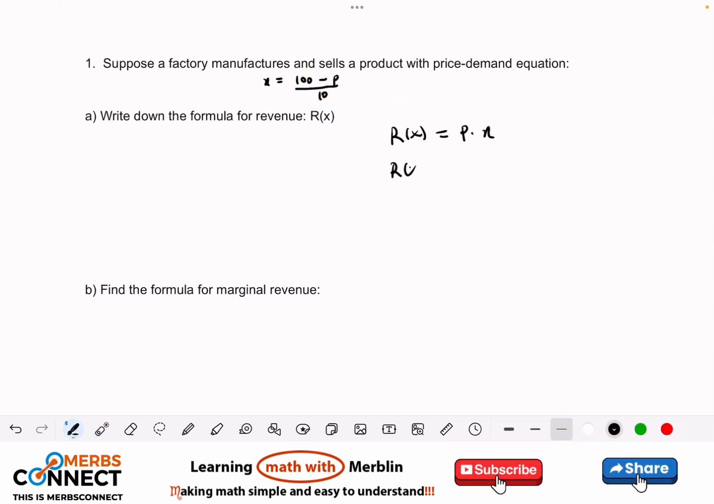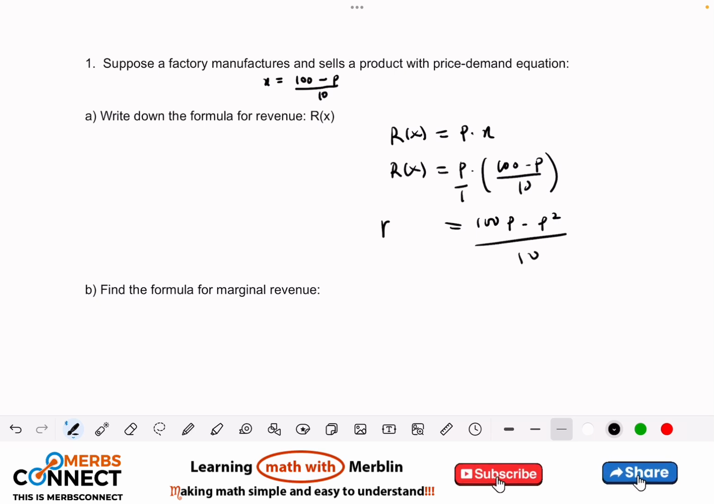So this will be equal to P times, so I know that X is equal to this. So I'll plug in X to be 100 minus P divided by 10. Then I multiply through. This is like over 1. So the P here will multiply the top. The 1 here will multiply the down. So I'm going to have 100P minus P squared divided by 10, which is R of X.